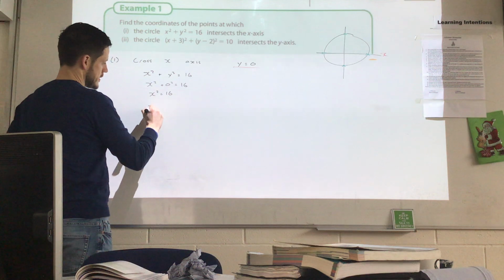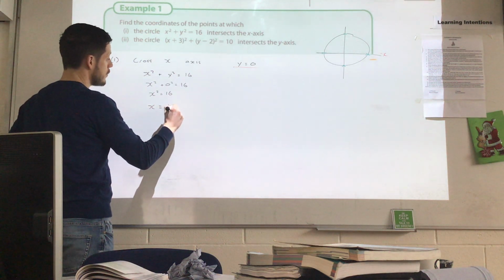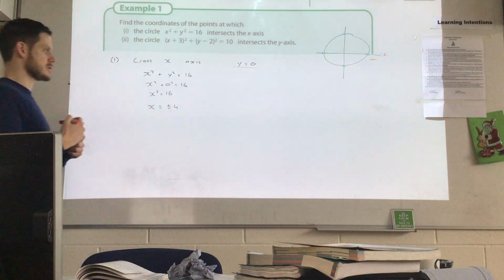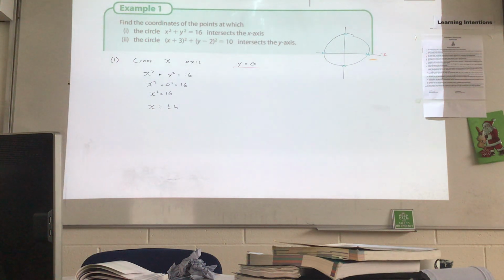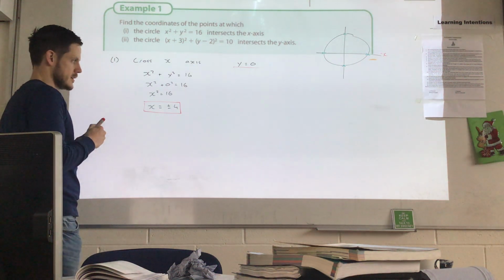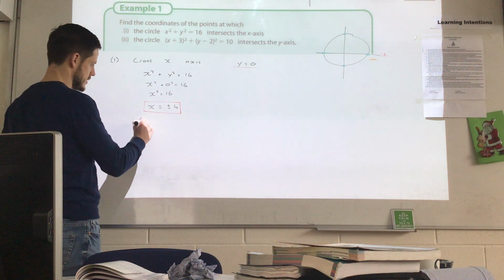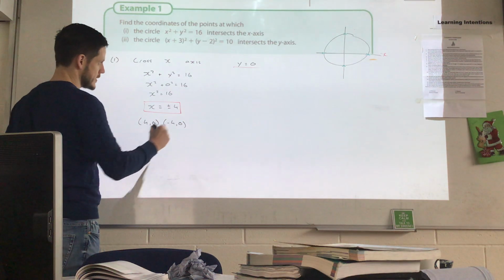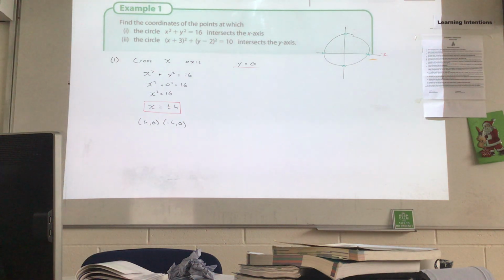And x is going to be equal to plus or minus 4. We always have a plus or minus because if you square a number, minus 4 squared is 16, plus 4 squared is 16. So I've got x is equal to plus or minus 4. So what I'm going to have is 4 and 0 and minus 4 and 0. Remember, y is equal to 0. So that's the very easy basic case.